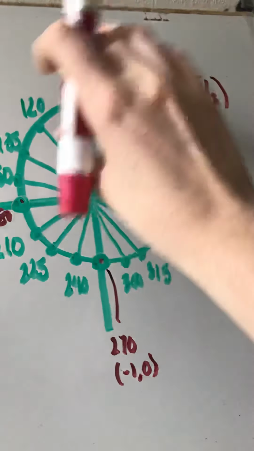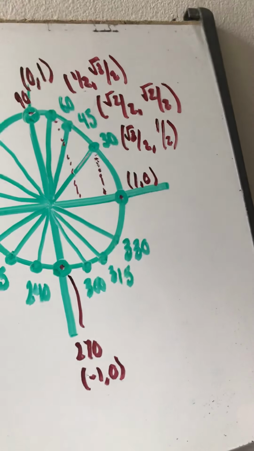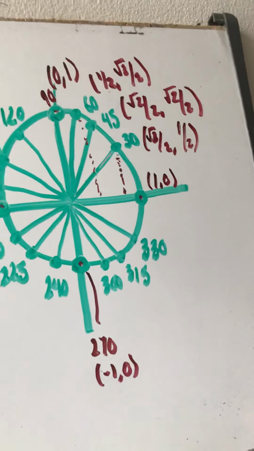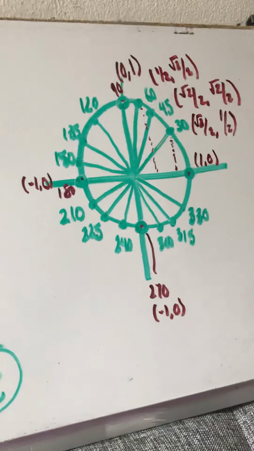Alright, so now you just did all of your key features for quadrant 1. The good news is those are the only values that they will ask you about.